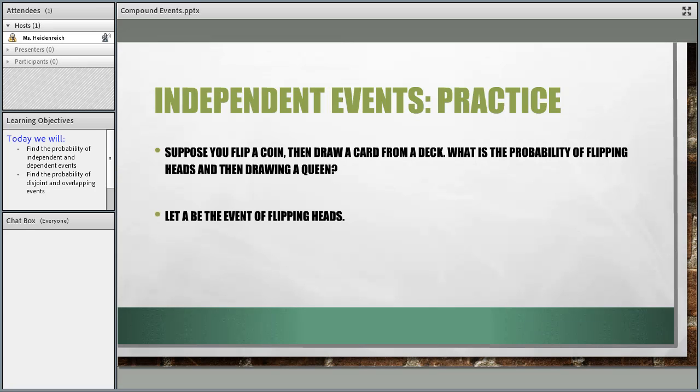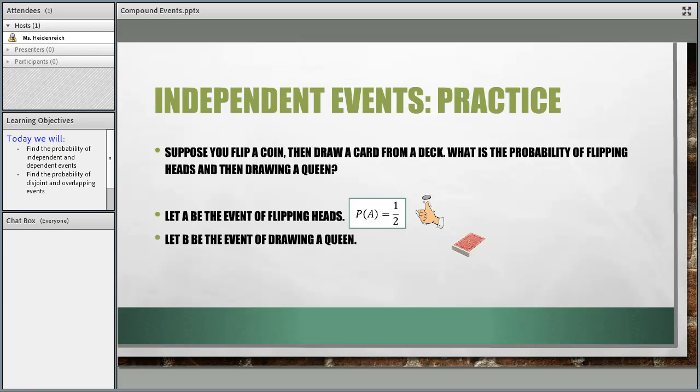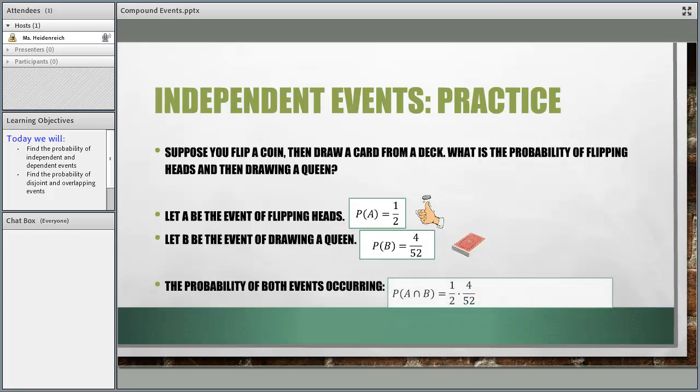Okay, hopefully you found that the event of flipping heads was just 1 over 2 because we've got 1 head on a coin and 2 possibilities when we flip our coin. And then the event of drawing a queen, well, there are 52 cards in a deck, and there are 4 queens. So the probability of drawing a queen would be 4 out of 52. And if we want both of these things to happen, then we're dealing with 1/2 times 4 over 52.